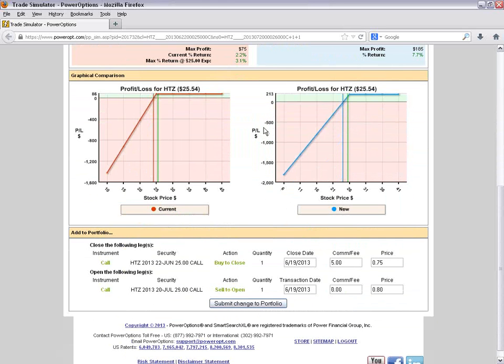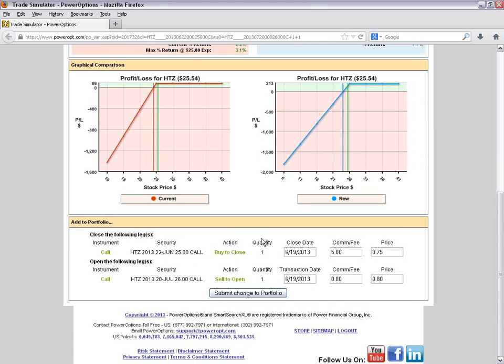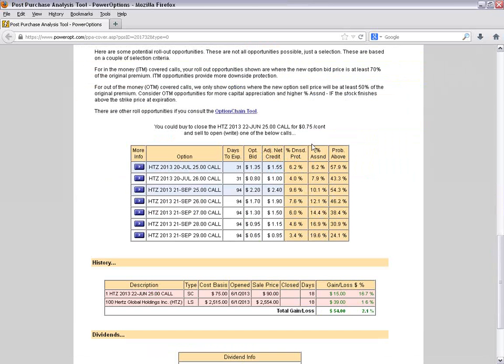Okay. All right, now if I decided that this is the call I wanted to do, this is the adjustment I wanted to do, I could go ahead and submit change to portfolio right now. I'm not going to do that yet. Let me go back to the post-purchase analysis, and I'm going to address two things here real quick.